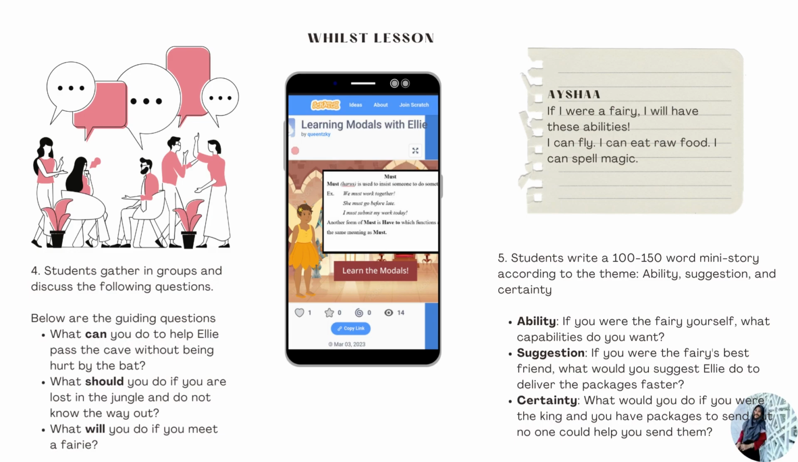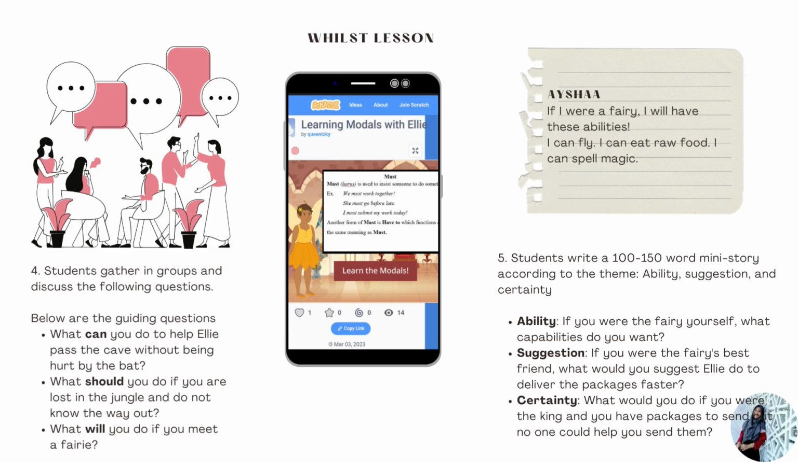And number three, what will you do if you are the fairy? Something like that. So obviously, these are hypothetical questions, which means that the students have to come up with their own answer as creative as possible. And also, if you notice, there are words like can, should, and will in the questions.